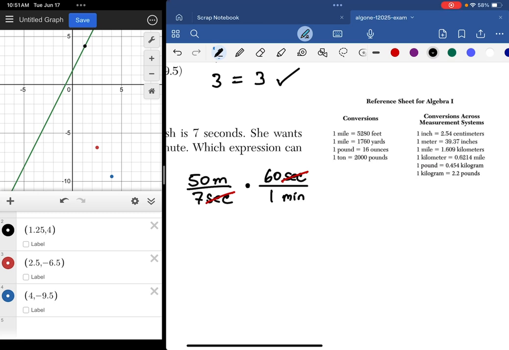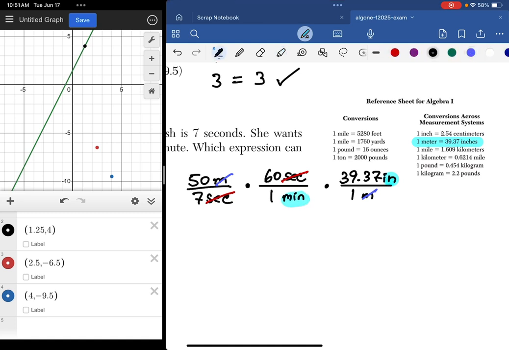I need, instead of meters, to be in inches. So they give us that relationship here. 1 meter is equal to 39.37 inches. So I'm going to multiply by another fraction where I cancel the meters. So I'll put meters on the bottom, 1 meter, and 39.37 inches up top. So my meters cancel, and the only units that remain are inches and minutes, which is what we're looking for.